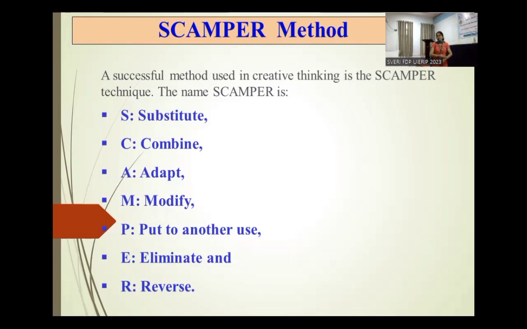E is eliminate. Eliminate means some unwanted things are there, whether I can reduce them or not. So again, I will take the example of mobile, not mobile, our regular, what we can say, cell phones. Cell phones, at that time the size was very thick, the weight was also near about 75 grams, etc.